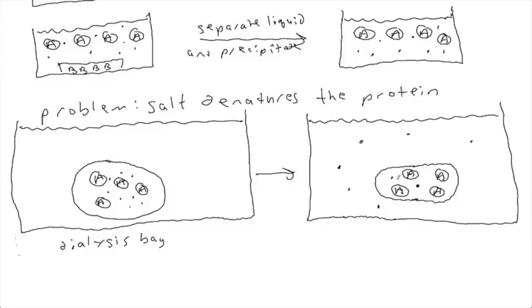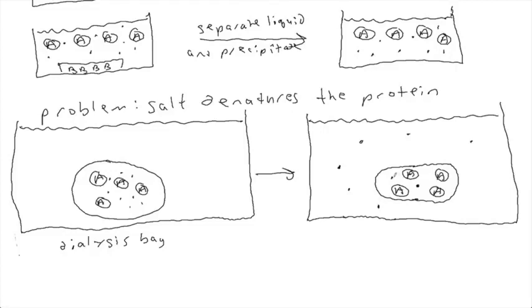So you can't get 0 salt concentration, but you can get a much lower salt concentration. And then we could put the dialysis bag in another container of pure water and get even more of the salt out. We can keep moving the dialysis bag into new containers of pure water until the concentration of salt is almost 0, as low as we want.